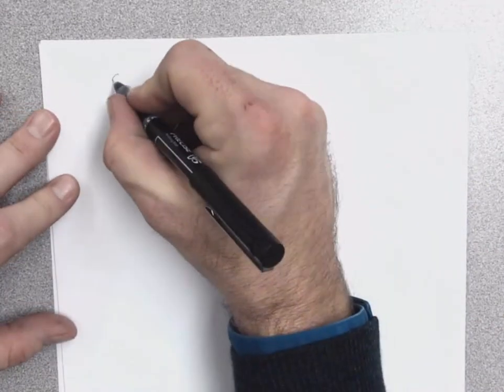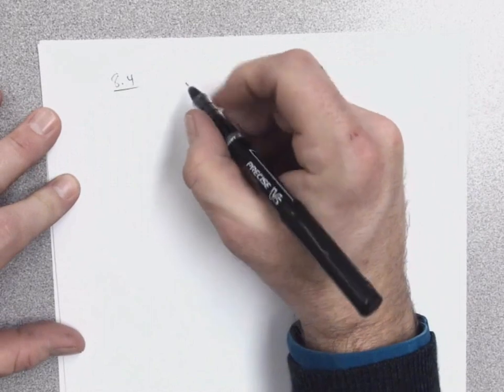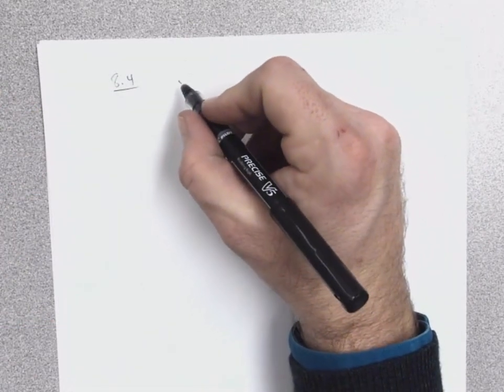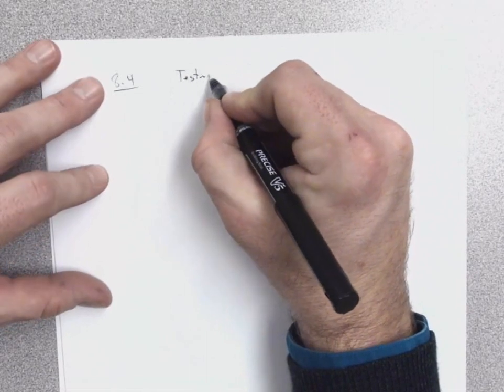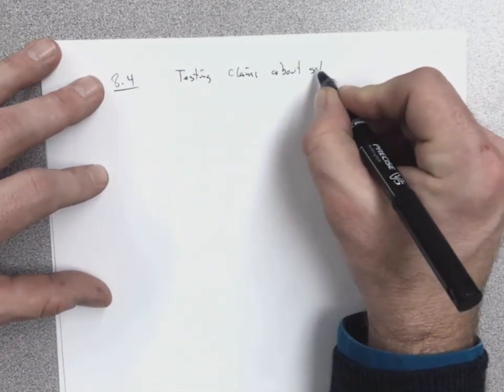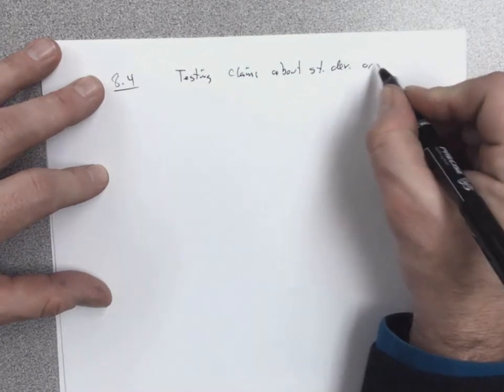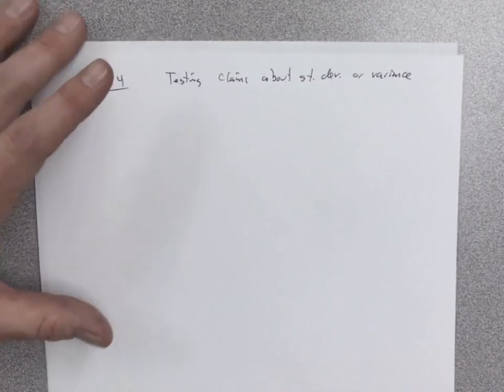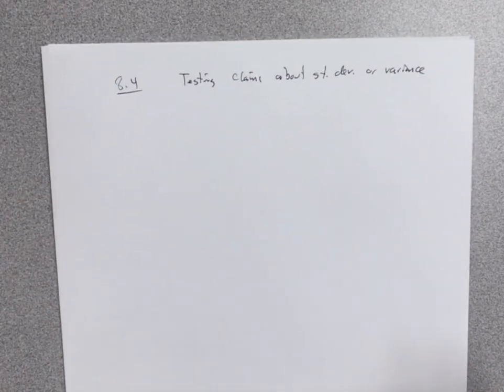All right, so 8.4. So this is testing claims about the standard deviation or variance. In order to do these, like I said, they're all done exactly the same way.